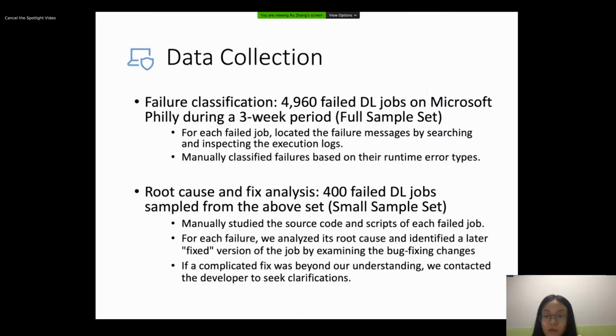We propose one of the first empirical studies on program failures of deep learning jobs. To investigate failure classification, we chose 4,960 failed jobs caused by developers' code script defects. We call this the full sample set. To further understand the root causes and fixes, we selected 400 out of the total failed jobs and performed a detailed analysis of them. We call this the small sample set.